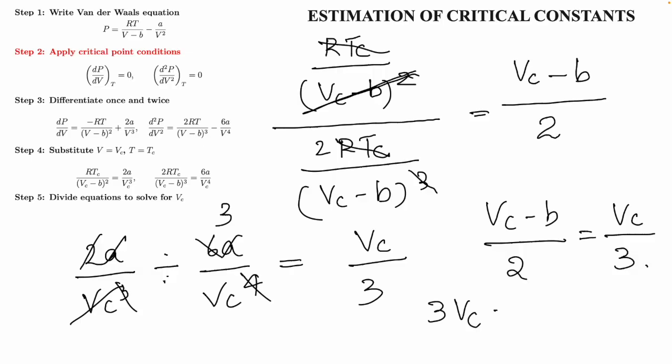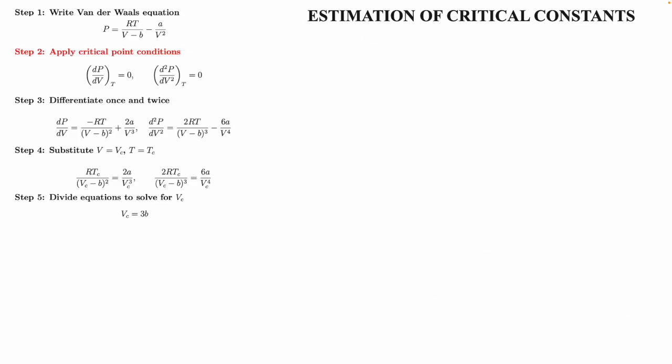3Vc minus 3B is equal to 2Vc, which means 3Vc minus 2Vc, Vc is equal to 3B. Great. So we got the expression Vc is equal to 3B. Now back substitute to get Tc. If Vc is equal to 3B, then you choose whichever expression is easy for you.